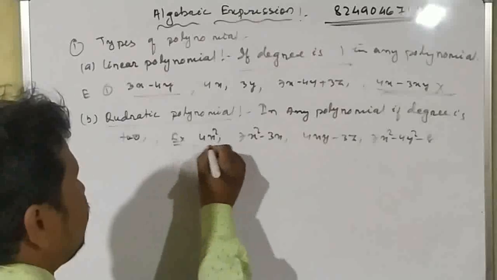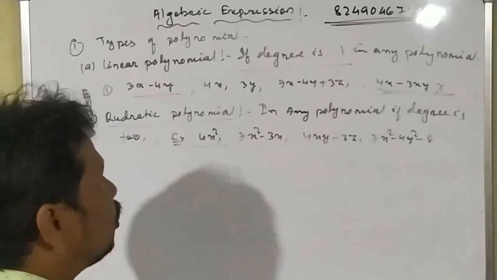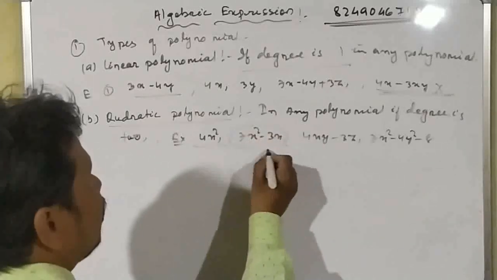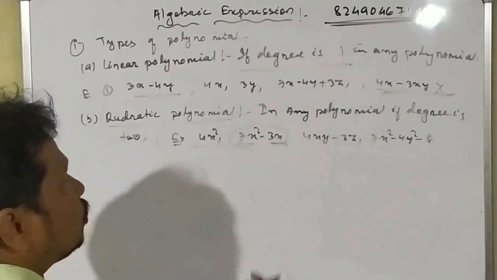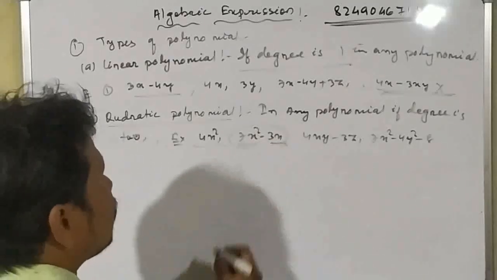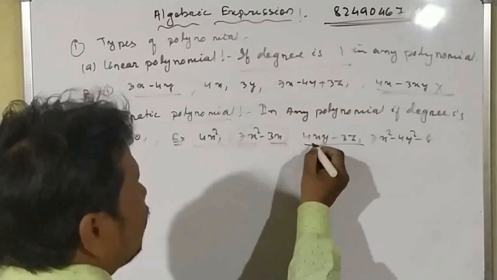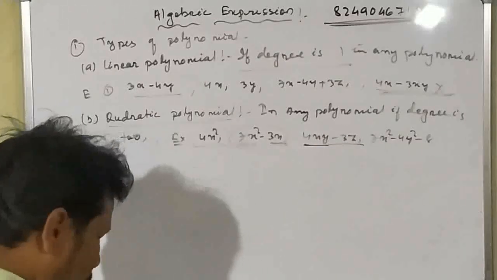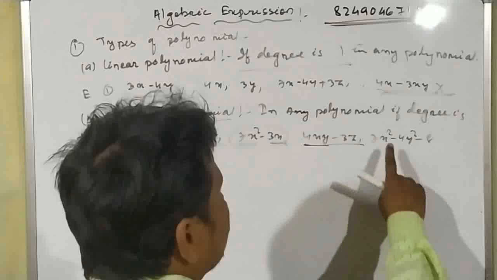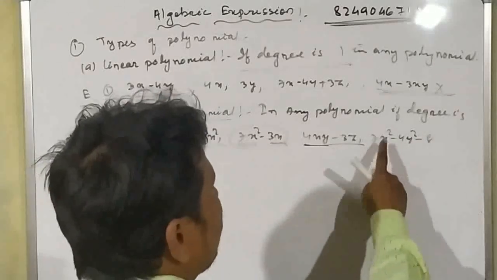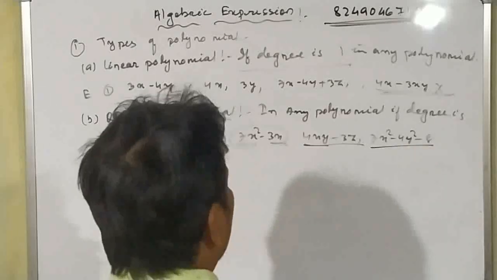Because here in this polynomial, only one term is there and the power is 2. So that's why this is a quadratic polynomial. And here this polynomial consists of two terms, the first term having degree 2 and the second term having power 1. But the degree is 2, that's why this is a quadratic polynomial. Also this polynomial consists of two terms, the first with degree 2 and the second with power 1, so this is also quadratic. In this polynomial, there are three terms: the first has power 2, the second also power 2 and the third power 0. So this is also a quadratic polynomial.